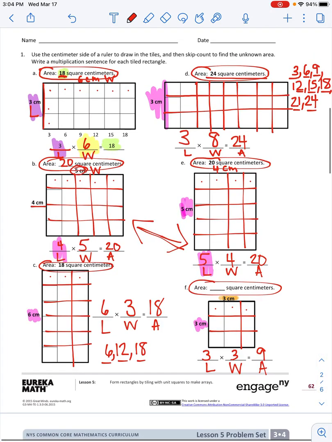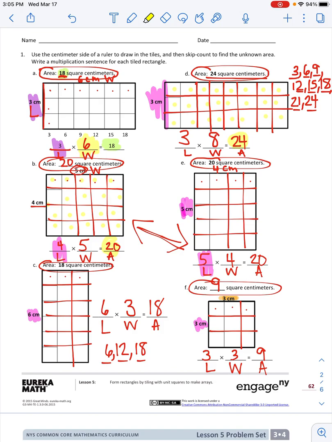When you look at your answers here, like my answer for this problem was 24, I should be able to count the squares and get that number. If I don't get my number, then something is wrong. Either I didn't draw the right number of squares or my answer is incorrect. For letter B, if I don't get 20 squares, I know something's wrong. If I do get 20 squares, which is my answer, then I know it's correct because area is the amount of space inside the rectangle.